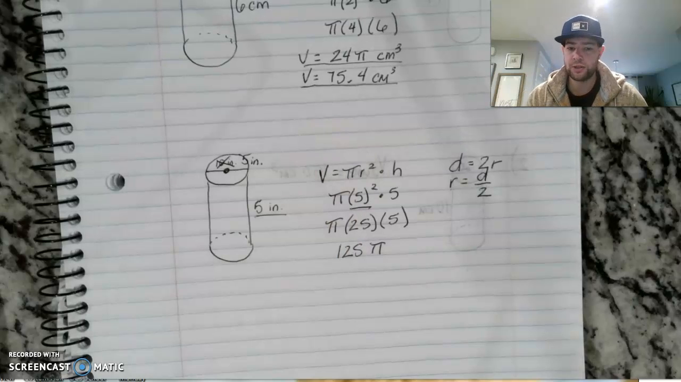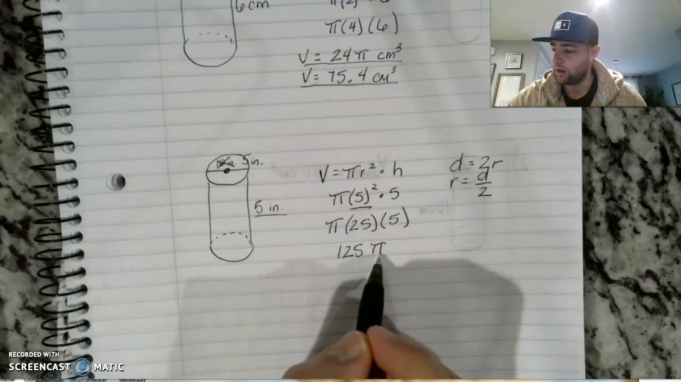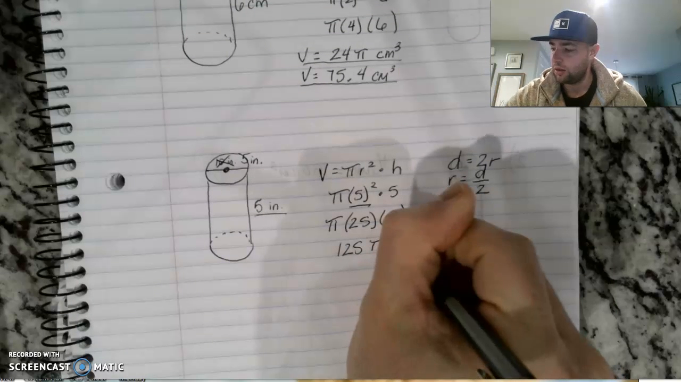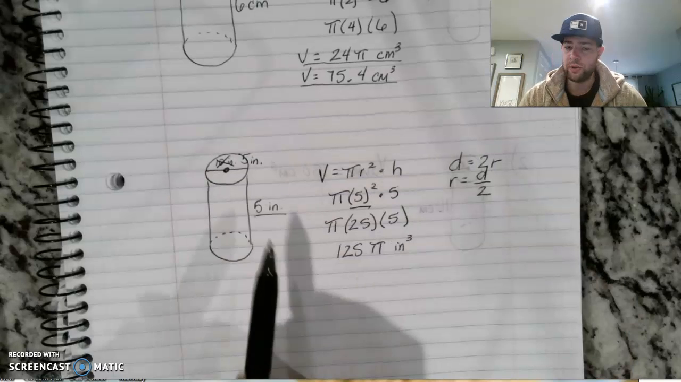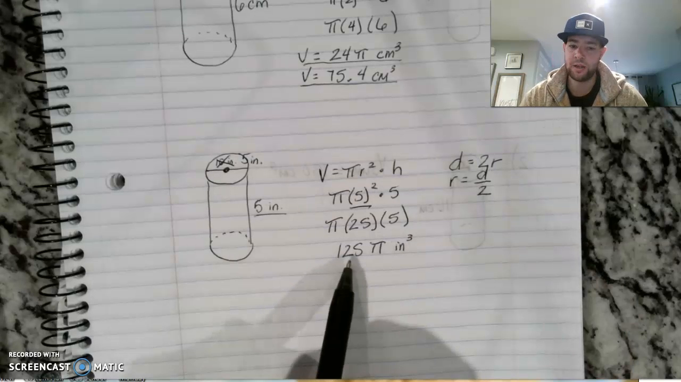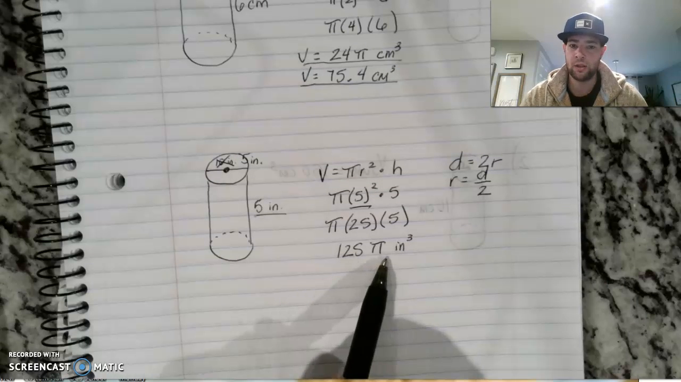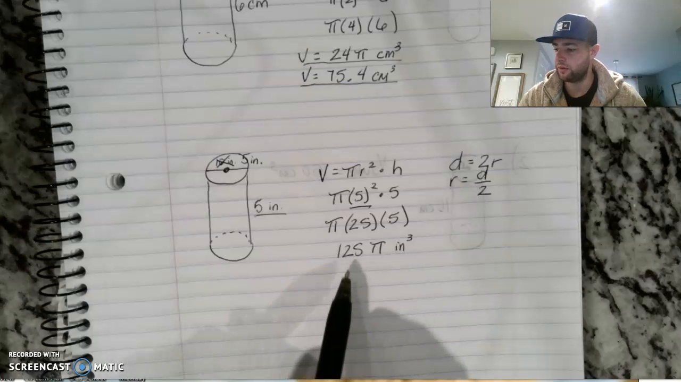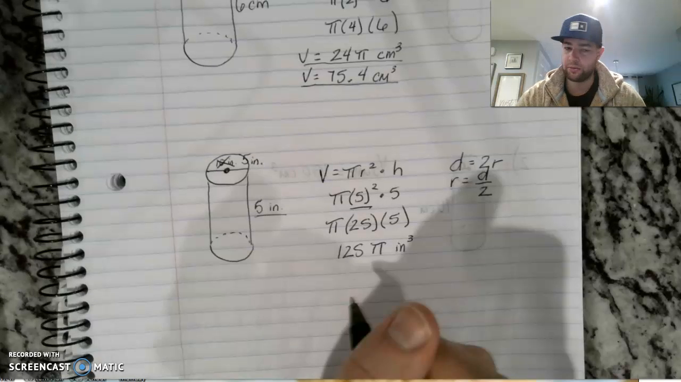Again, if the question is asking us to leave it in terms of pi, it means I'm keeping pi in my answer, and I'm just going to add my units and cube them. So this could be one possible answer, or if it asks us to round, then that means I'm going to take 125 and multiply it by 3.14.